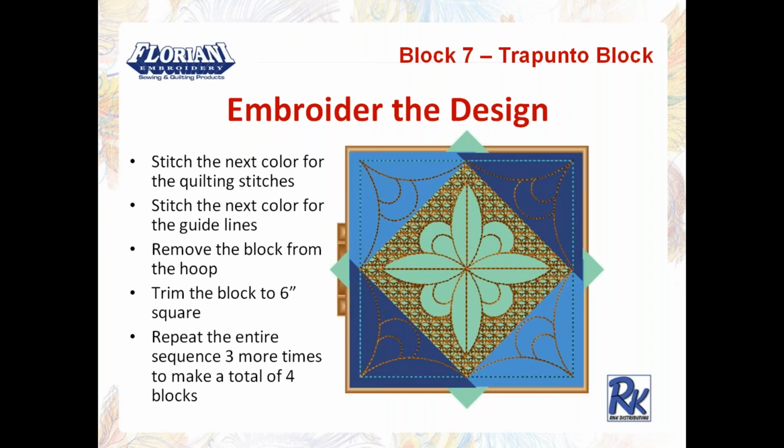Remove the block from the hoop and then trim the block to 6 inches square. The easiest way to do that is with one of the transparent quilting rulers, and use those guidelines that we just stitched as a guide to make sure your block gets centered under that 6-inch ruler. And then you want to repeat the entire sequence 3 more times to make a total of 4 complete blocks.